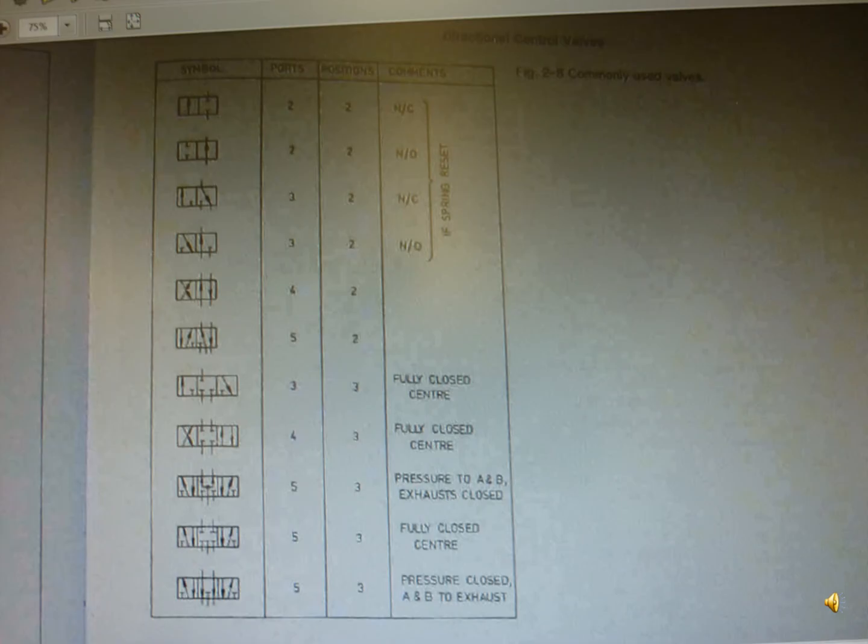The diagram shows the normally closed valve and normally open valve. Those are diagrams with the pneumatic symbol, and also the fully closed center, and also there's a pressure connection. So this is the pressure valve connection. Those are the various operation type modes of the valve, and they are pneumatic symbols.